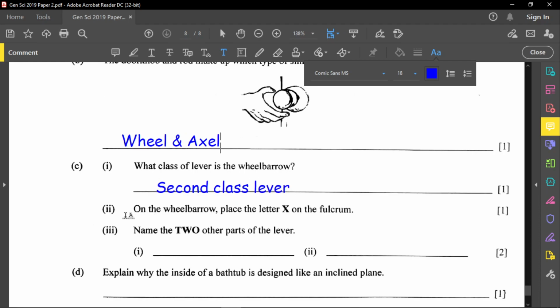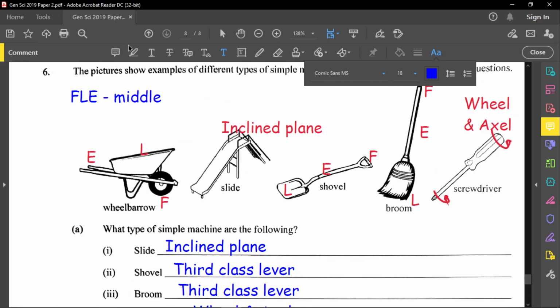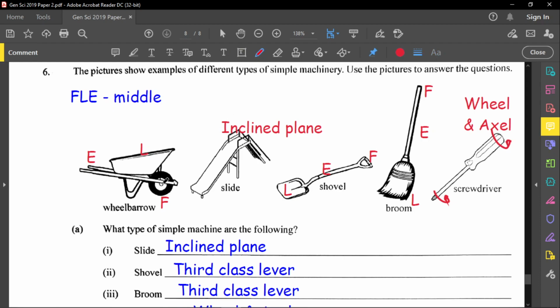All right, so great. On the wheelbarrow, place the letter X on the fulcrum, and the fulcrum is where the turning will take place. And so the turning will take place at this exact point here. All right. And when I say turn, I don't mean pushing the bar on the wheel, rotating. If you lift the bar up and down, there's a little joint right here that will cause the barrel to go up and down as a lever. So that is a lever right there. The X is inside of the wheelbarrow, that little knob that is right there.